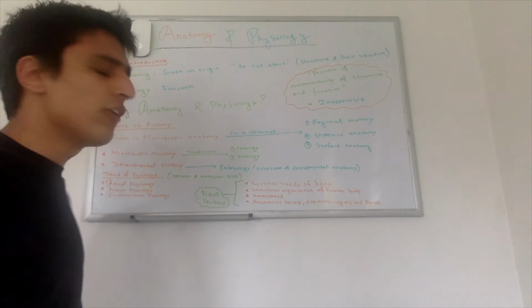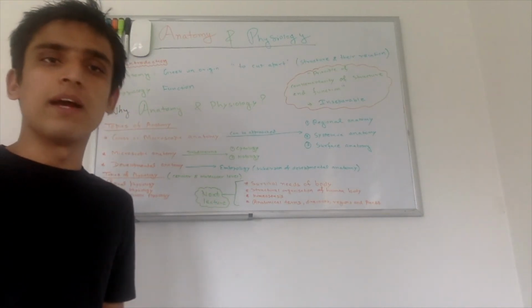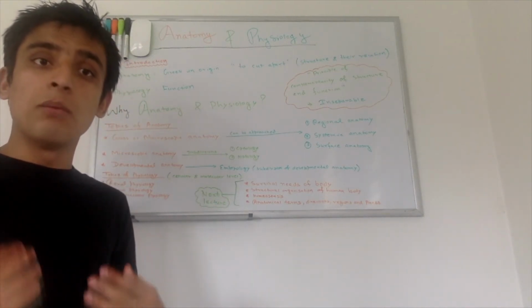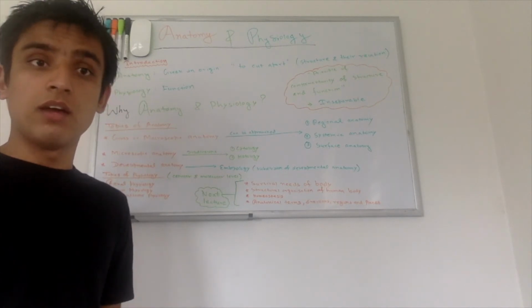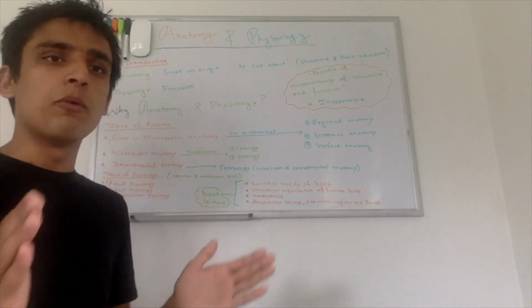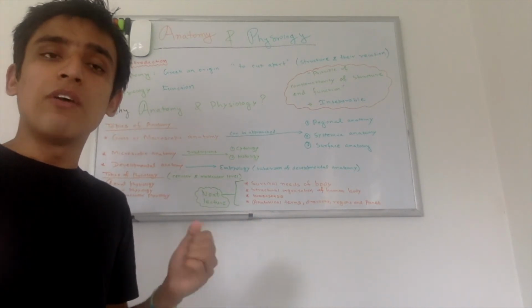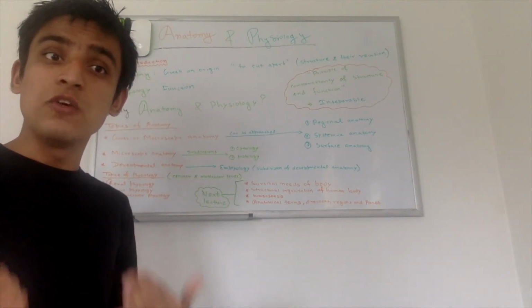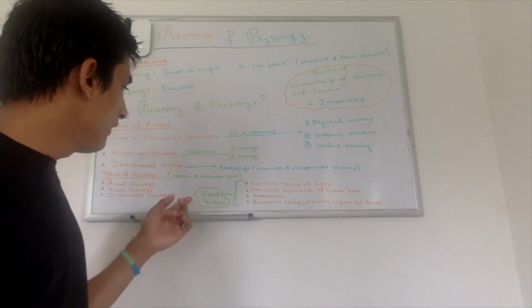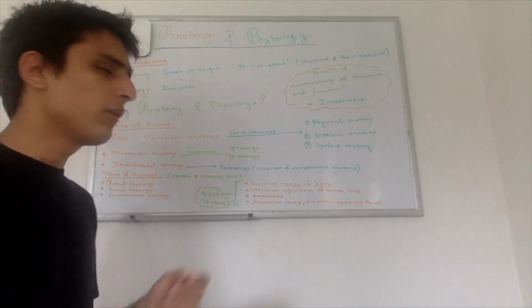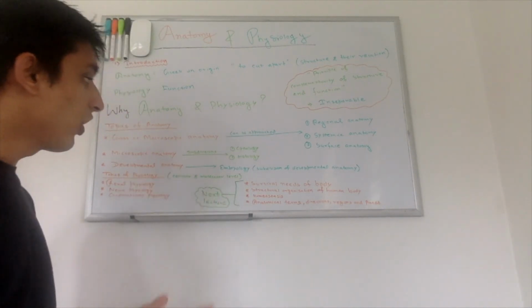Another is the cardiovascular system. We're going to talk about the heart, blood vessels and blood, how the blood travels throughout the body and is spread throughout the body to make the human body function.